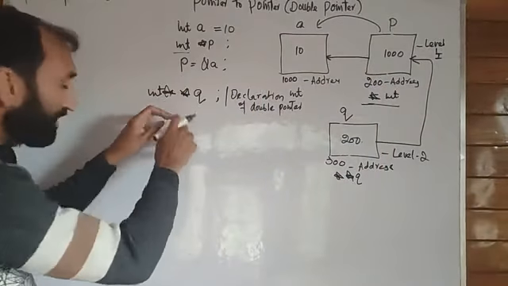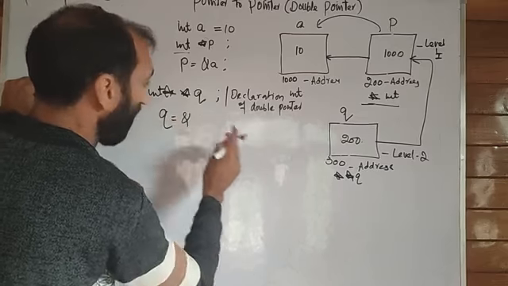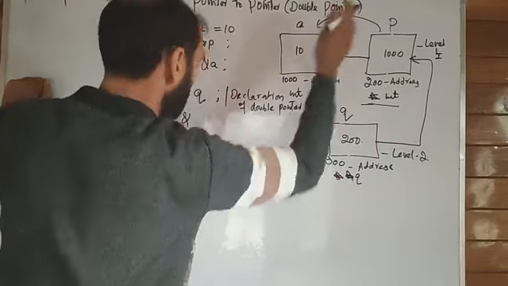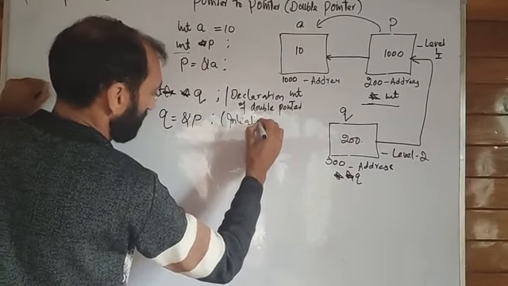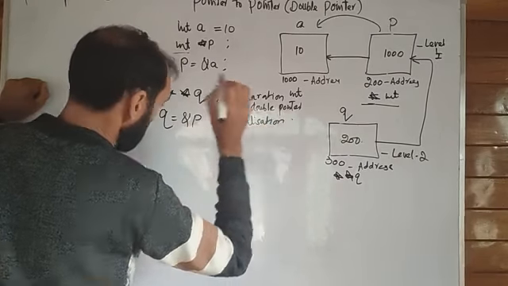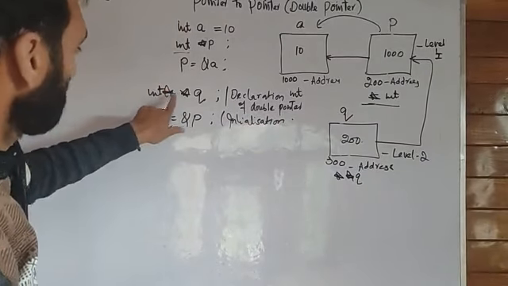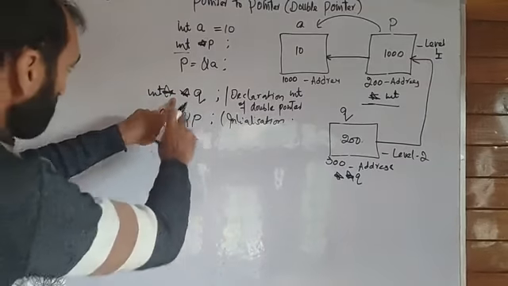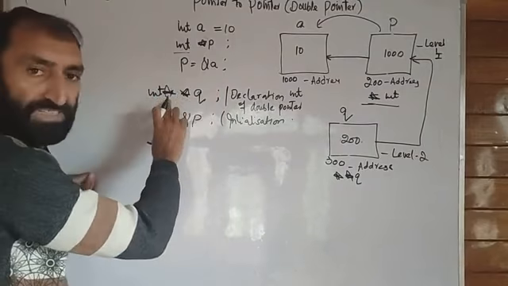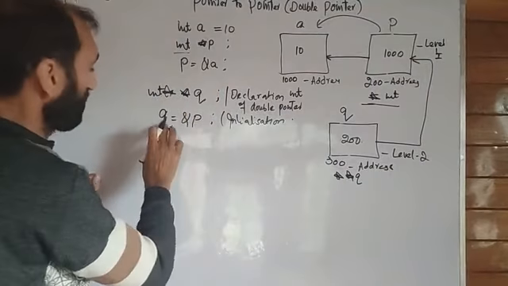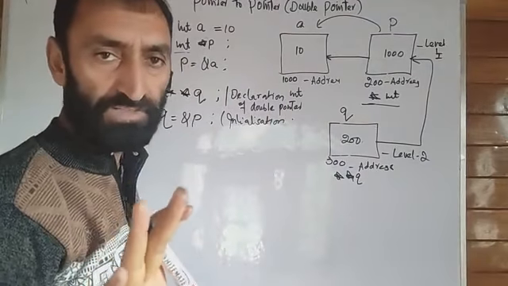So how are we going to initialize it? Q equal to address of P. This is initialization of the double pointer. Q is a double pointer. Level 0 is the variable, then the first level pointer, then the second level pointer: a double pointer. This is the declaration of the double pointer and this is the initialization.